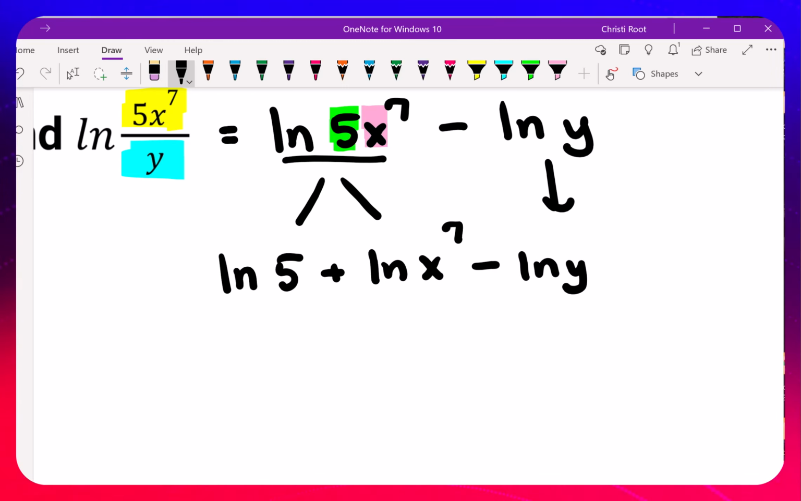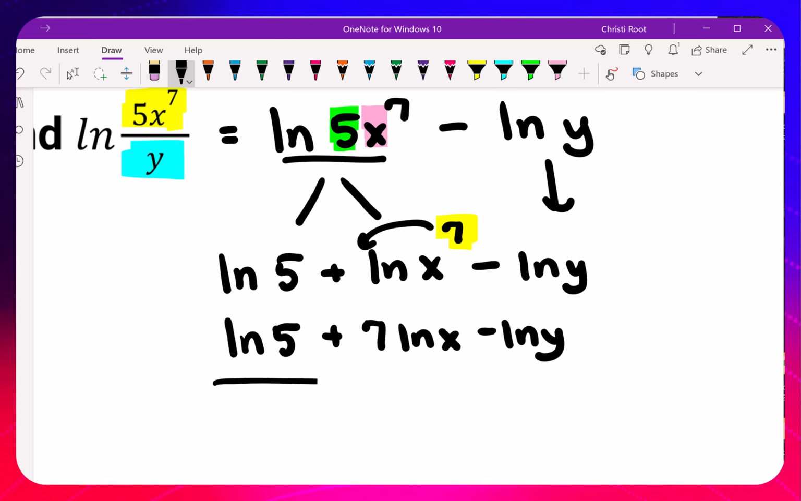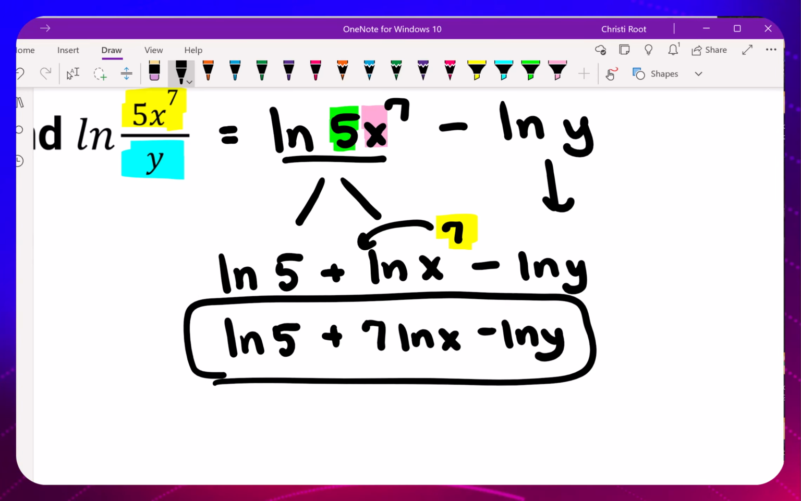So now I have one last thing that I need to deal with, this power right here of 7. And then I'm just going to keep everything else the same. Notice 5 does not have a power to it, which is accurate. The 7 is going to go into the front, and then this one still remains the same. So this is how you need to correctly evaluate a logarithm that has several different properties.